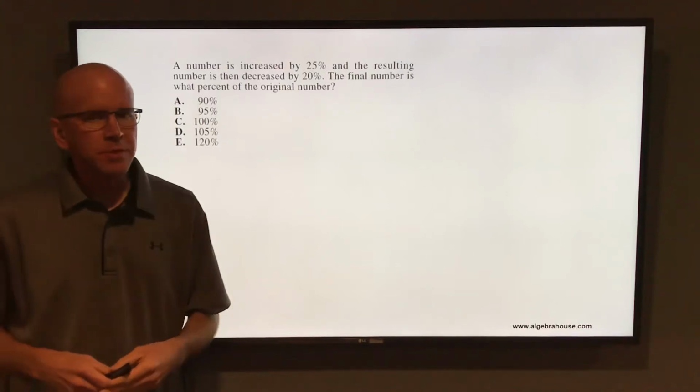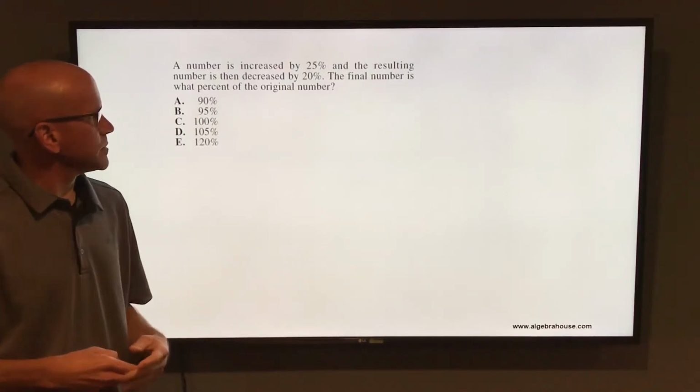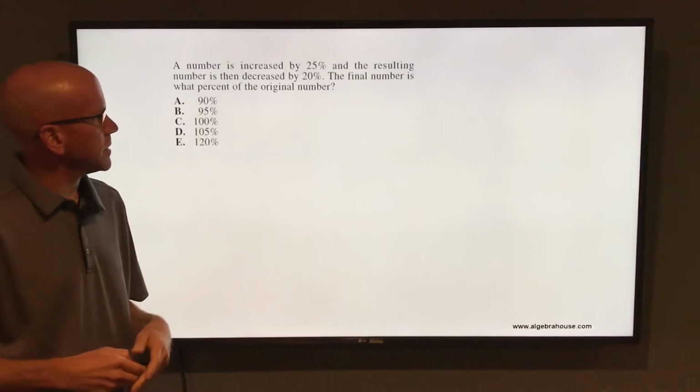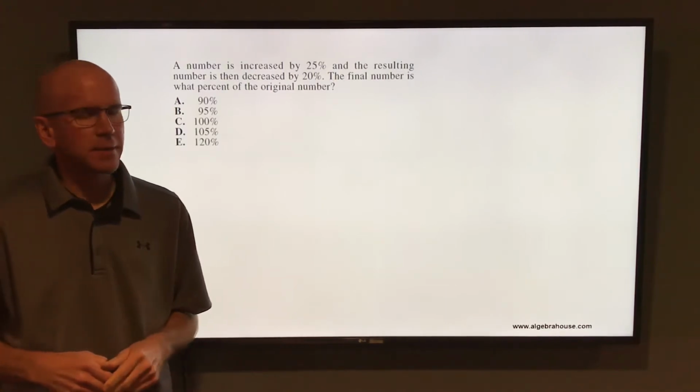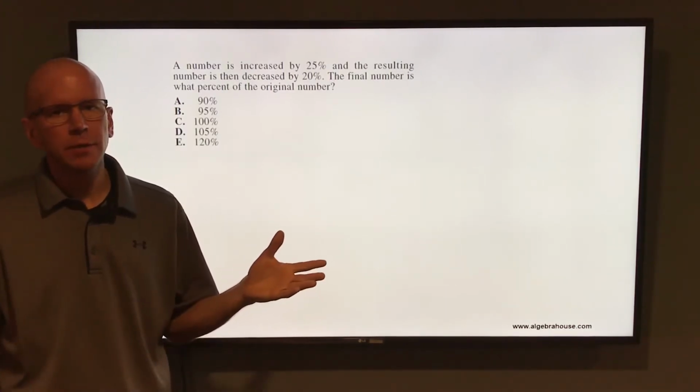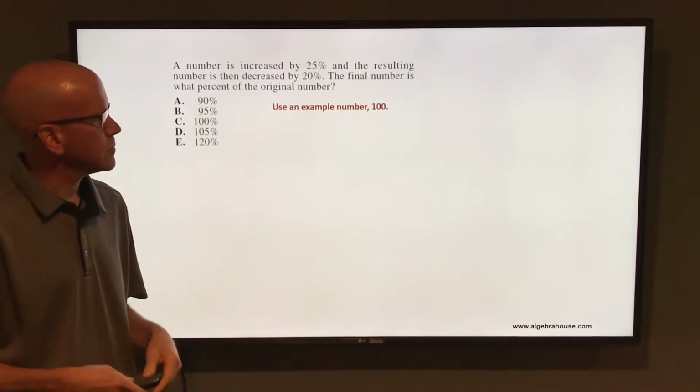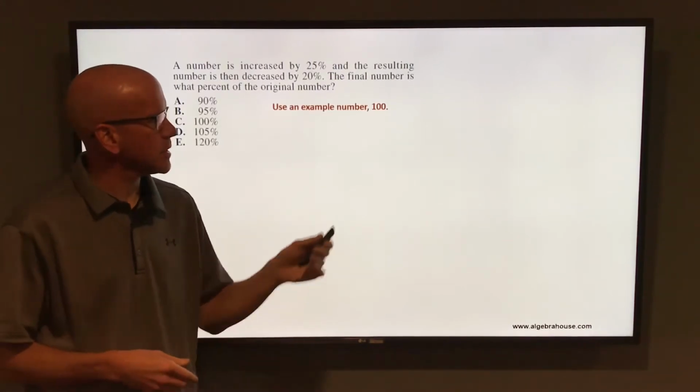A number is increased by 25% and the resulting number is then decreased by 20%. The final number is what percent of the original number? What to do here? Try an example number. Something easy to work with, such as 100.